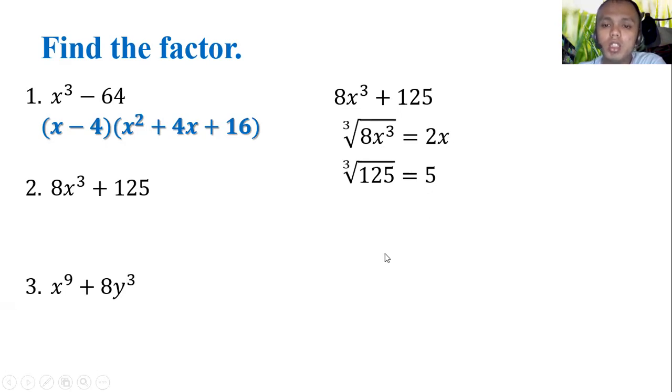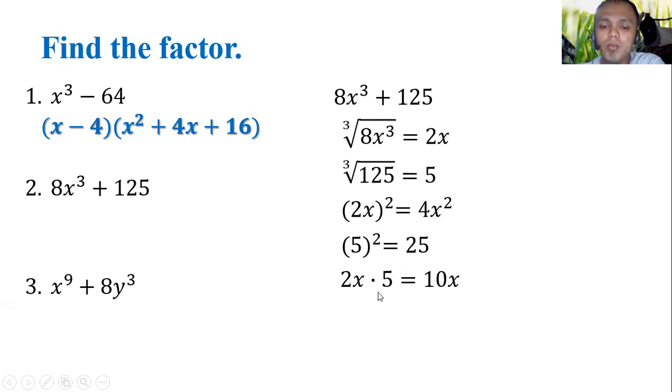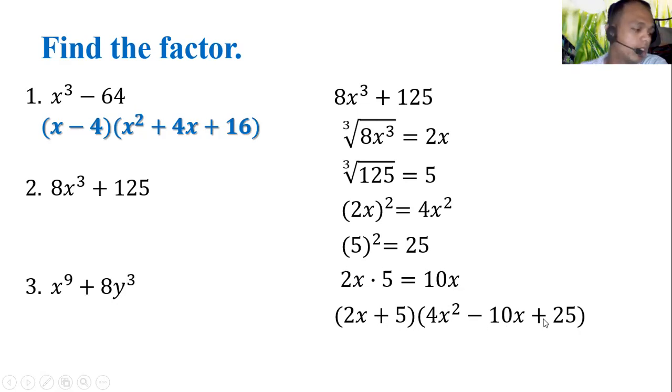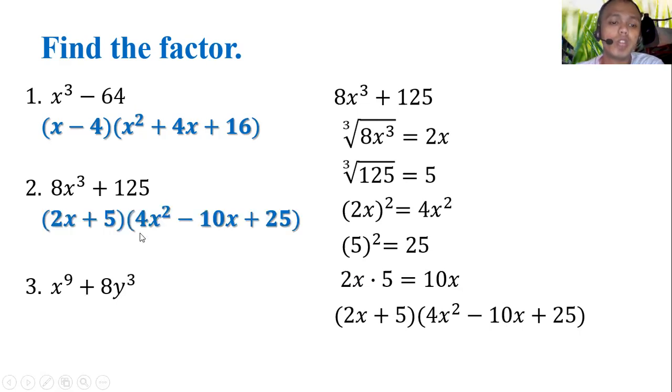And then, get the square of 2x. We have 4x squared. Square of 5, we have 25. Product of 2x and 5, that is 10x. So here, we have 2x plus 5, enclosed in parentheses. Then we have 4x squared, 25 here, then 10x. Since plus, followed by minus, and then plus. So the factors are 2x plus 5 times 4x squared minus 10x plus 25.